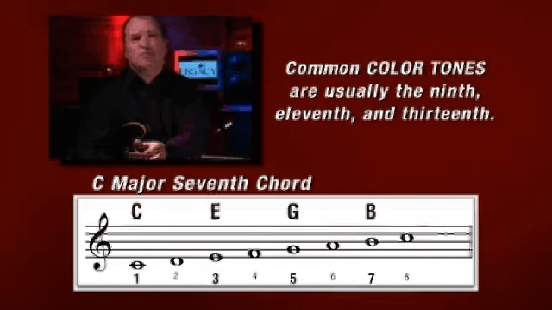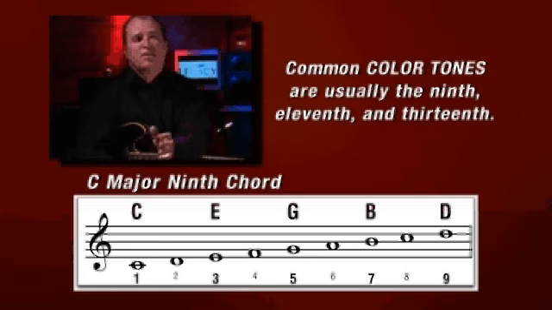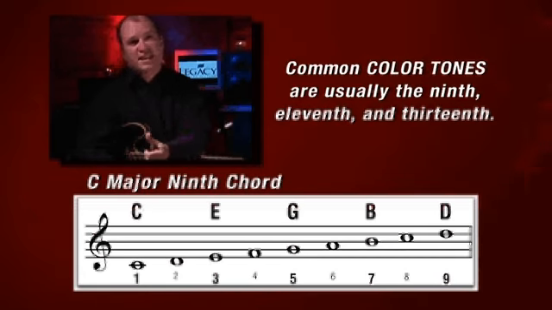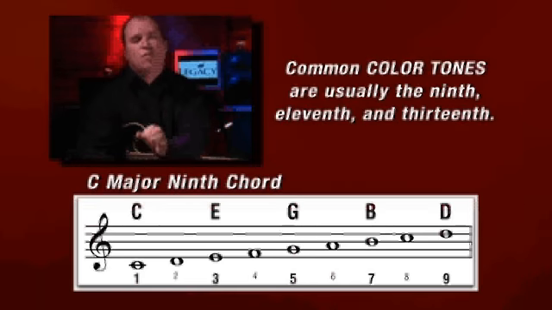One of the color tones would be like your 9th, 11th, and 13th. Now, a D would be the 9th. So a C major 9th would be C, E, G, B, D. One way to jazz up chord progressions is just by throwing extra color tones in there. Kind of gives it a sweeter sound.